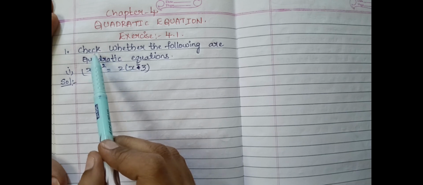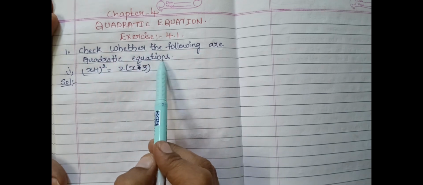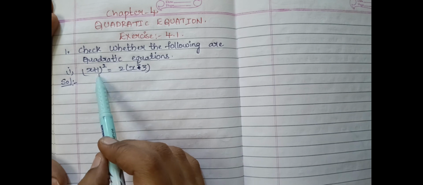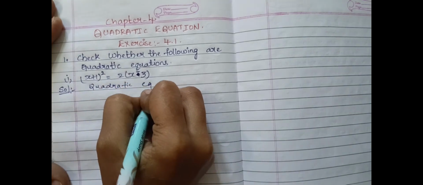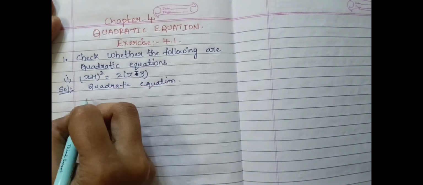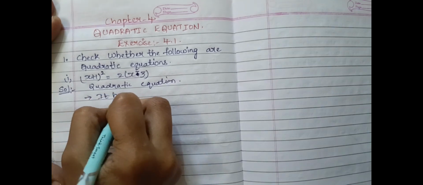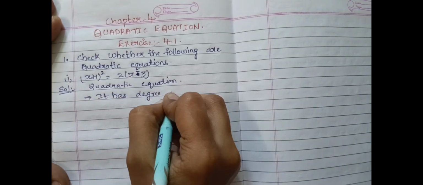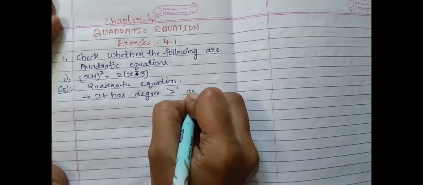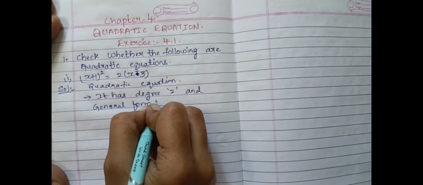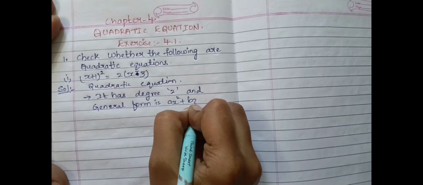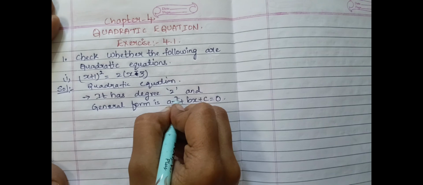See, what is the first question? Check whether the following are quadratic equations. So we will not directly go into the question. First we will see what a quadratic equation is. Okay children, what is a quadratic equation? It has degree 2. Then the general form is ax square plus bx plus c equals to 0. Degree 2, no? So we should find the degree of the equation.